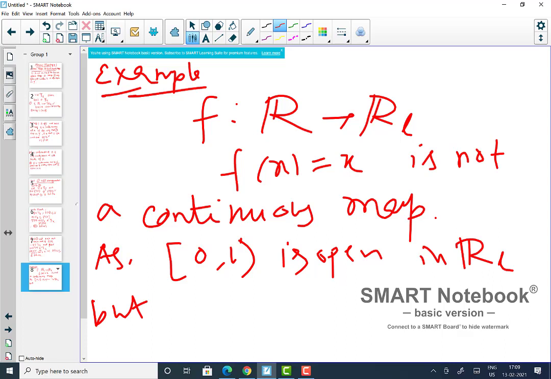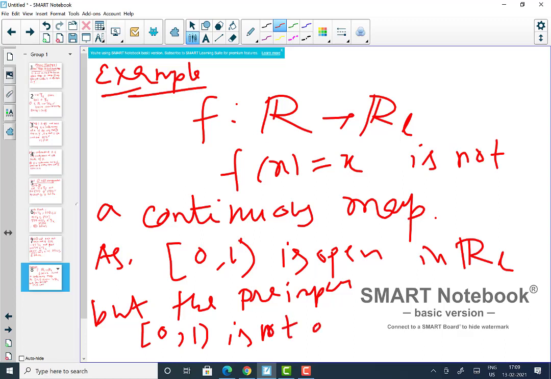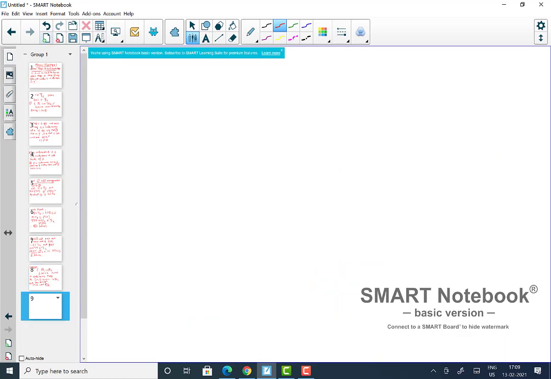The pre-image is the same thing, right? But the pre-image, which is also [0,1), is not open in R. The pre-image is not open in R. What does that mean? That means that the pullback of this is not an open set, so this map is not a continuous map.